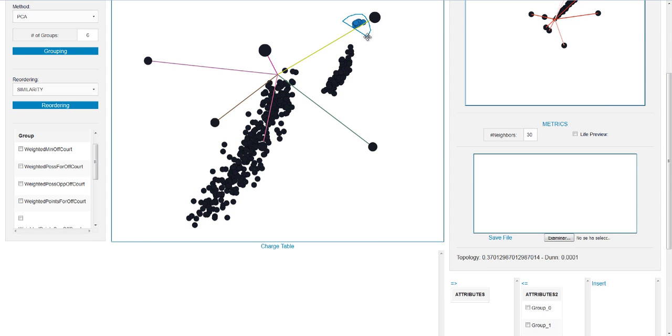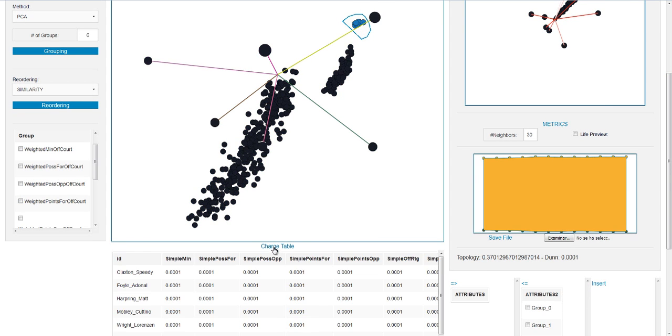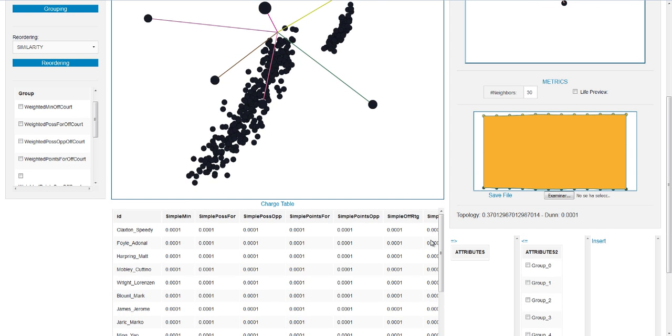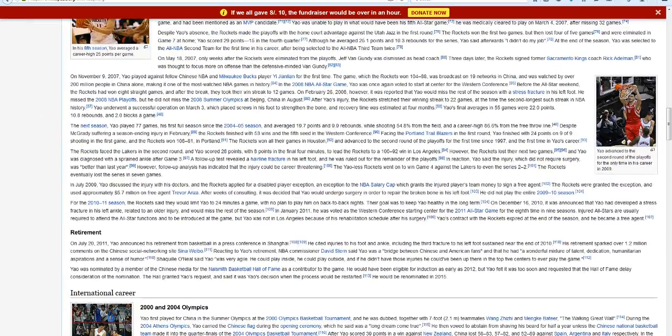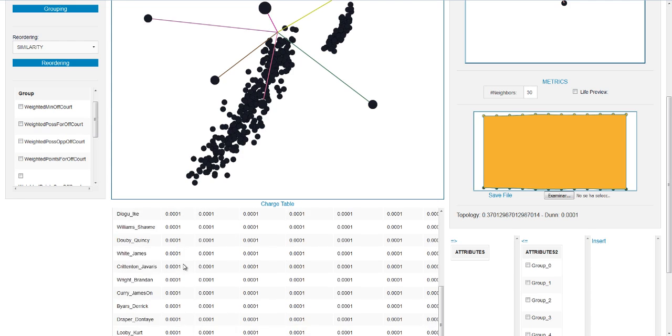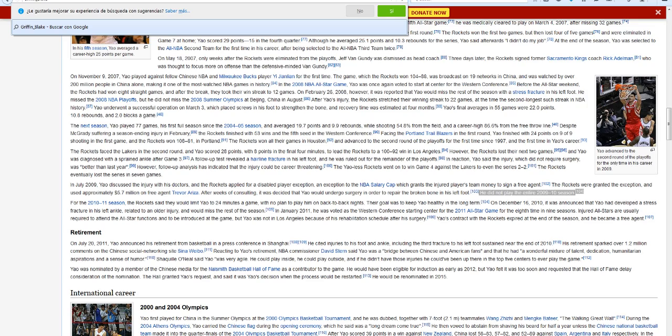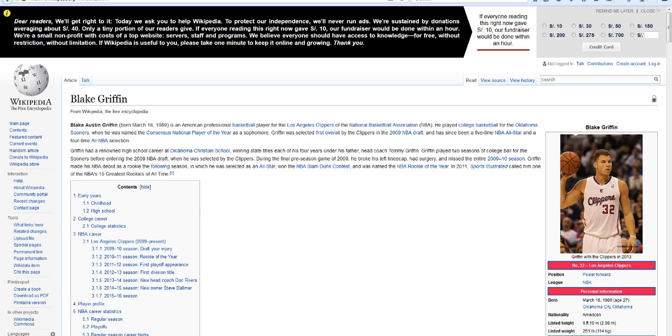Among the players in the group in question we find famous players, such as Yao Ming, who did not play the entire season because he was retiring, and Blake Griffin, who had been selected in the 2009 draft but missed the entire season due to surgery.